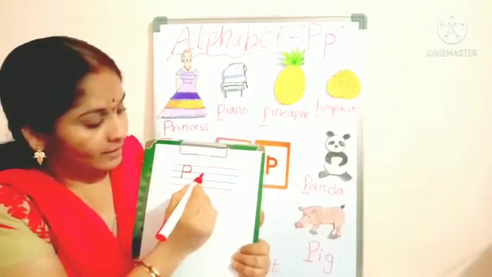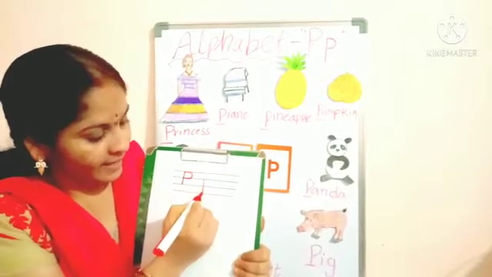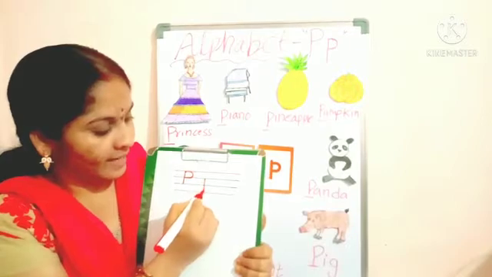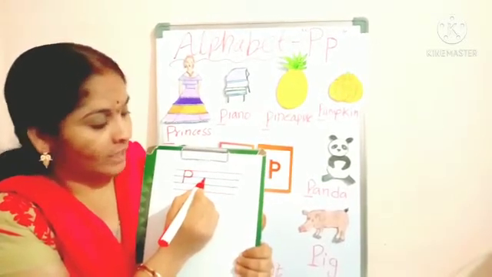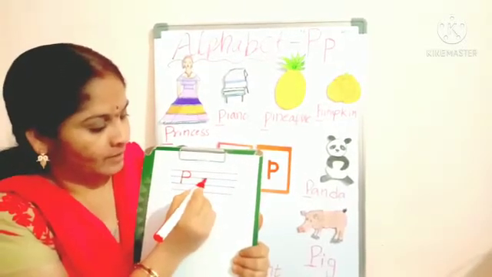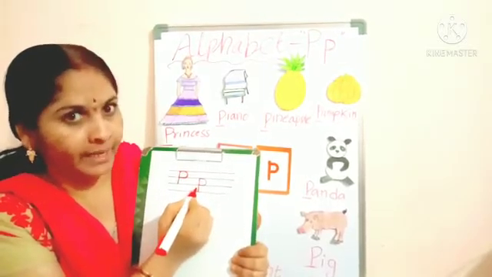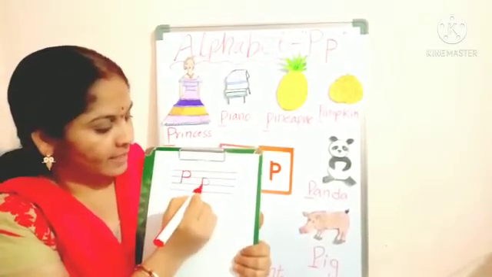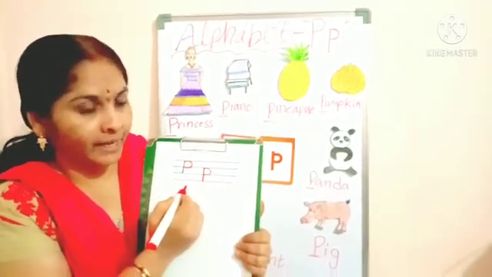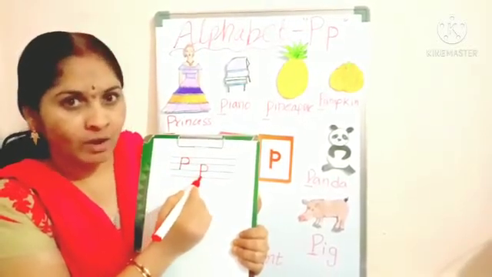Small p. We should write blue line to red line. Standing line. Left curve we should write in 2 blue lines. Left curve. Small p. Once again children. Standing line. Left curve. Small p. Capital P. Small p.